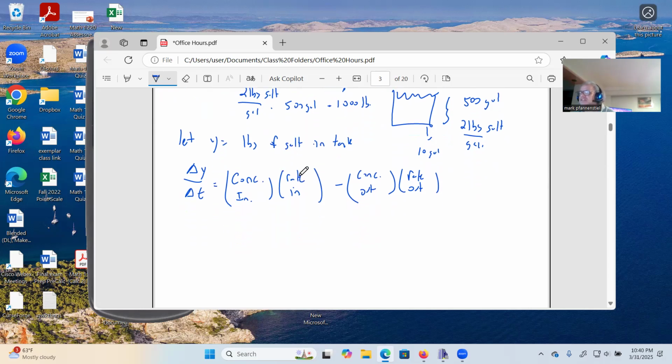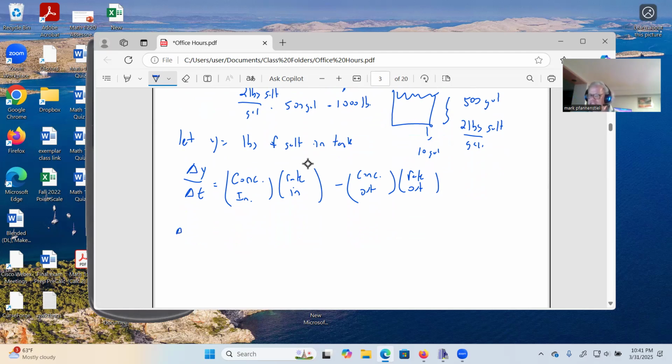Let's put some numbers and some units on this so we can see what's actually going on. Does it make sense that the change of salt is how concentrated it is coming in minus how concentrated it is going out? And then we're just going to figure out how many pounds of salt are coming in and coming out.